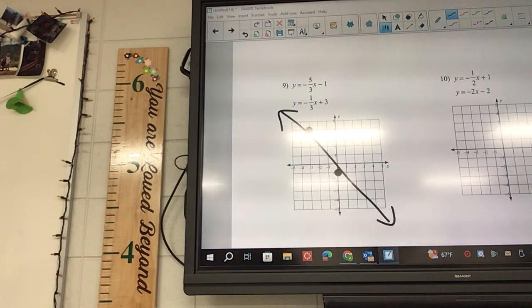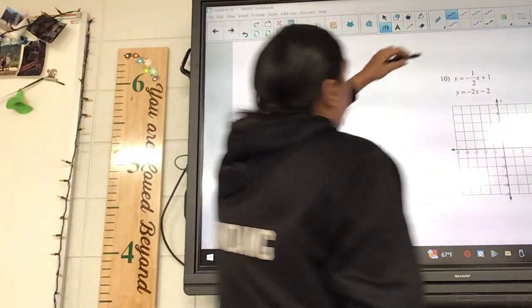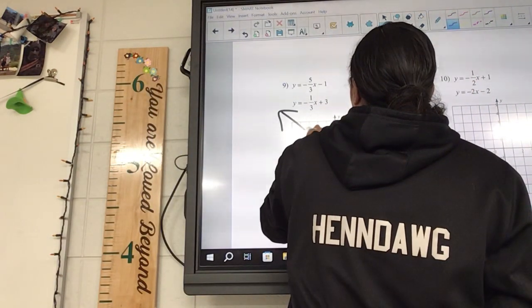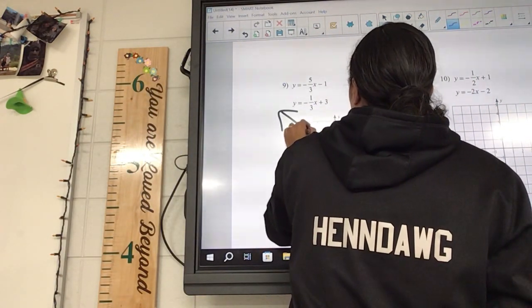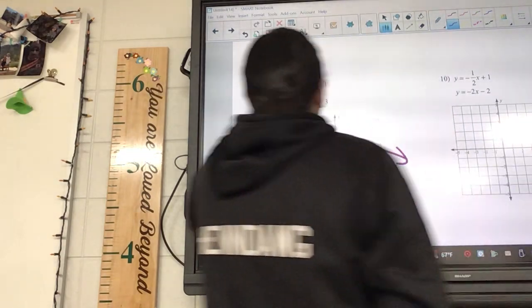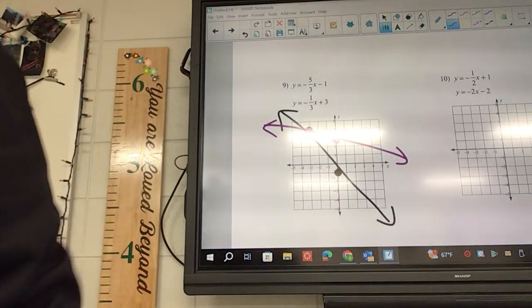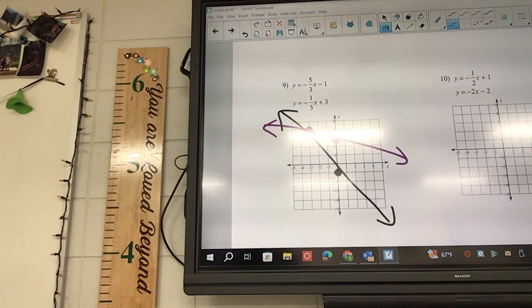Line 2 starts at what? 3. Okay, so line 2 starts at 3, with a slope of 1 over 3. And you can clearly see where those two are going to intersect. Take a second for yourself, write down that intersection point. Just try it, it ain't going to hurt nothing.